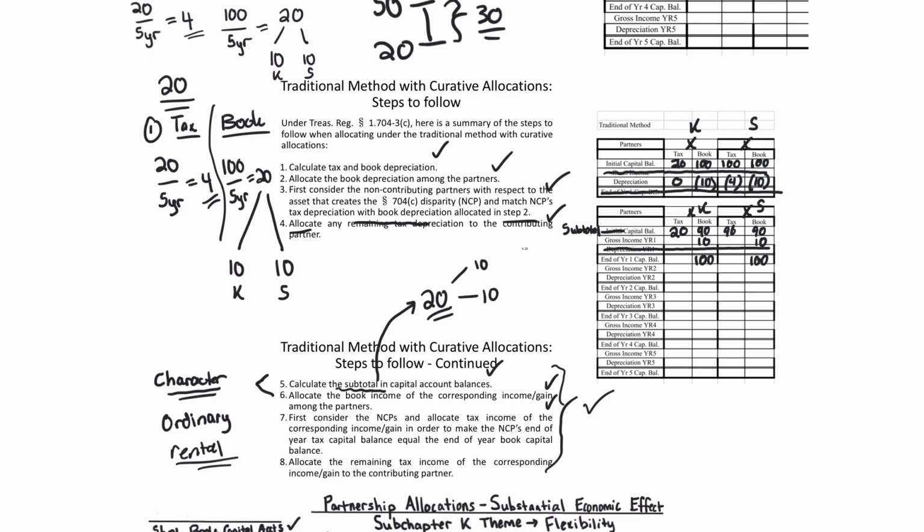It also says first consider the non-contributing partner and allocate the tax income of the corresponding income gain in order to make the non-contributing partner equal the end of year book capital.